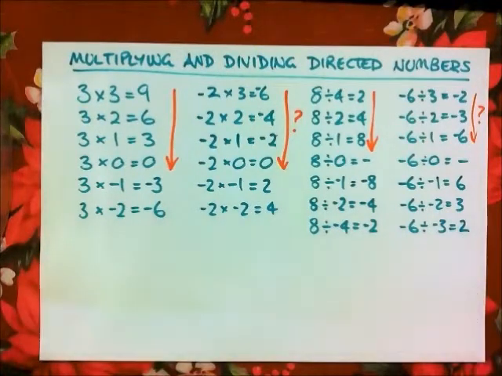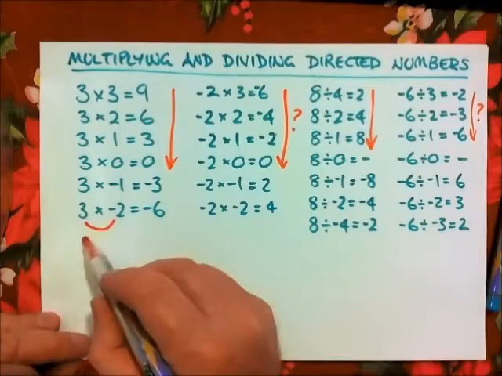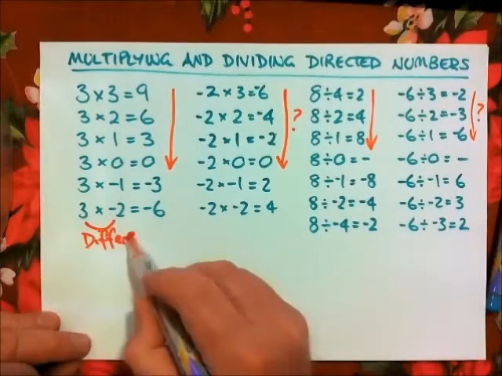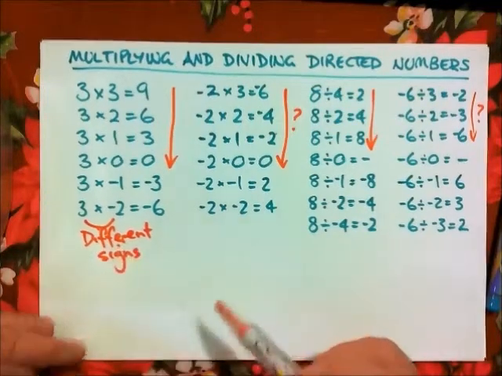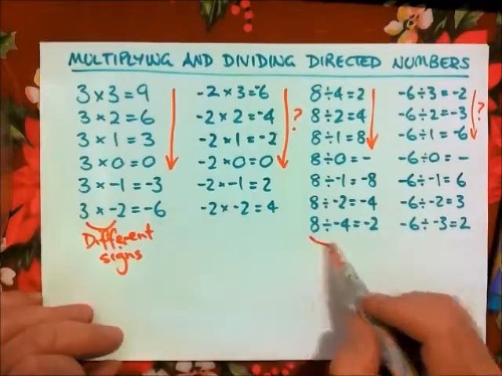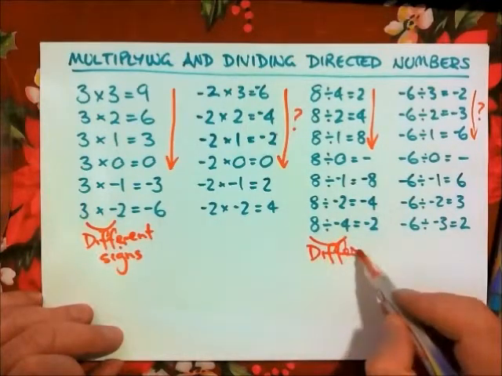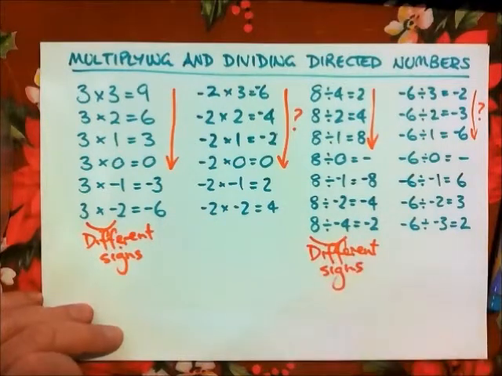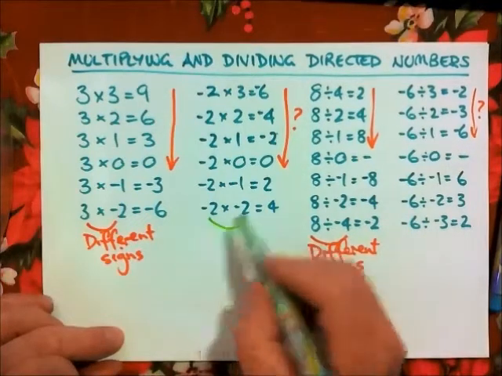So there, the divisions are harder to understand. The multiplications are pretty straightforward. But look what happened here with multiplications. When the signs are different, you get a negative answer. Here, over in division, when the signs are different, you get a negative answer. So it's the same rule, multiplication or division. Different signs give you a negative answer.